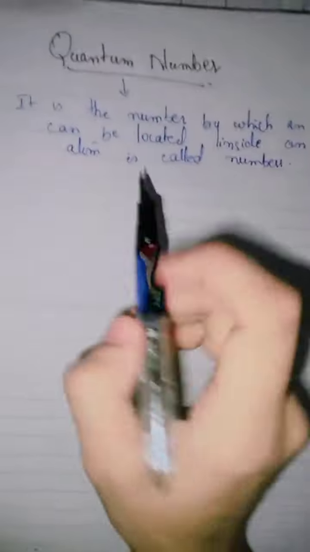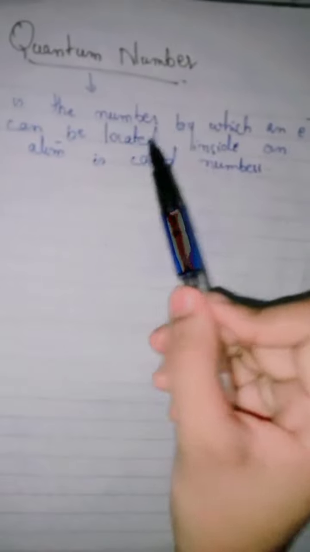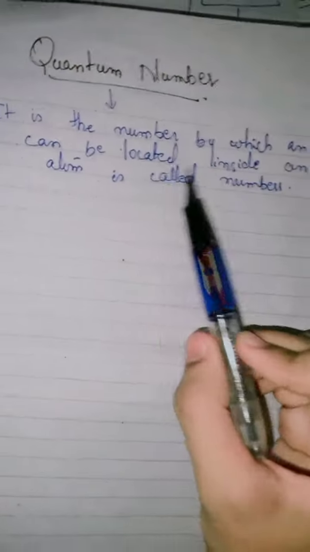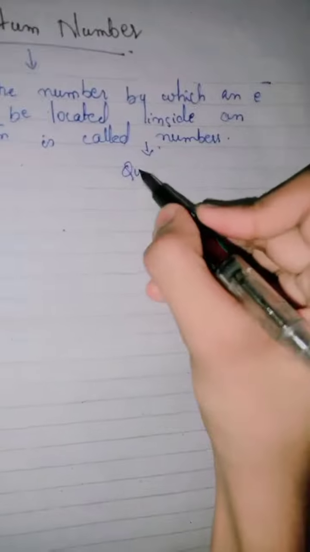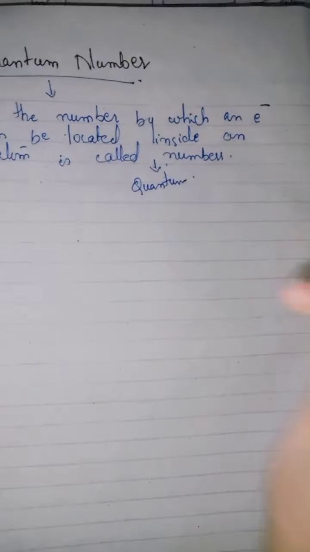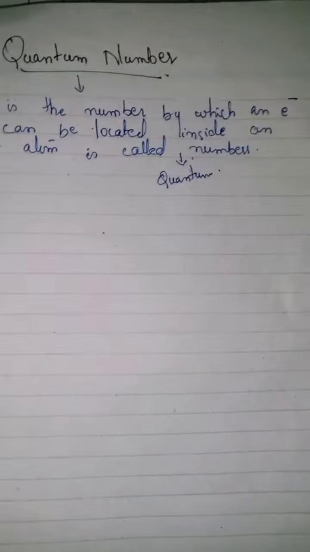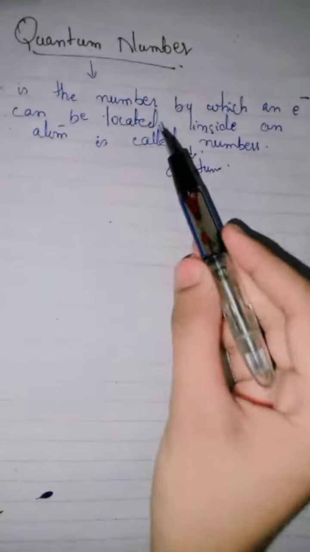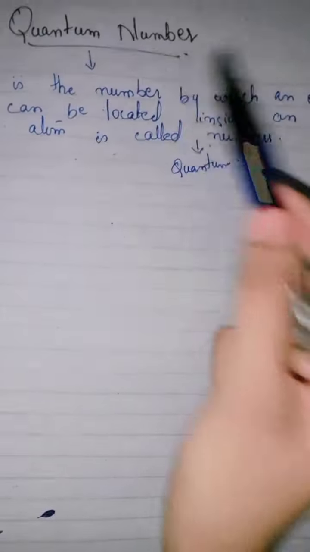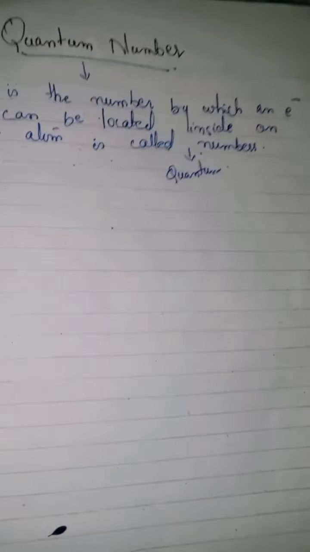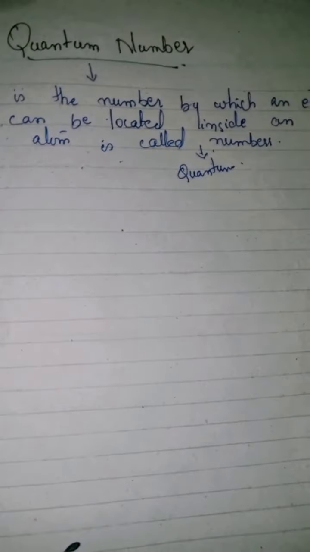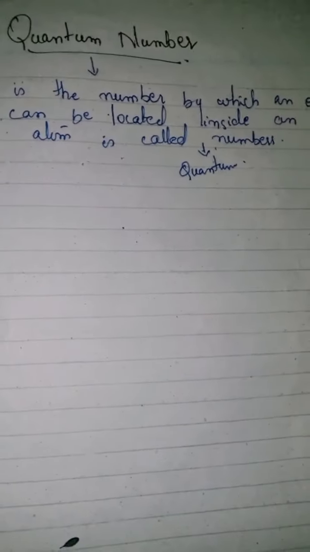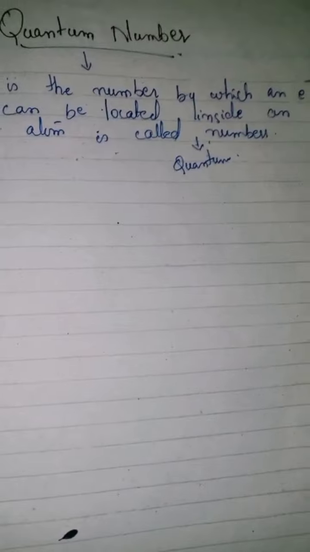What does it mean? What is quantum number? It is the number by which an electron can be located inside an atom. Or we can say it tells the location, the position of an electron in an atom. Okay, so if there are orbitals and in those orbitals energy is present, we can say that the orbitals are quantized.